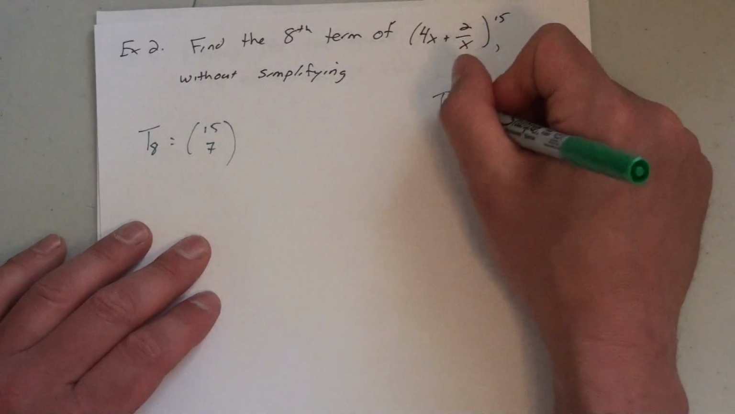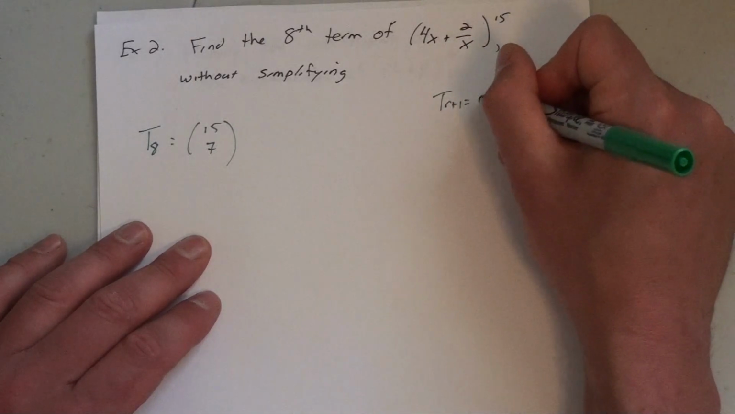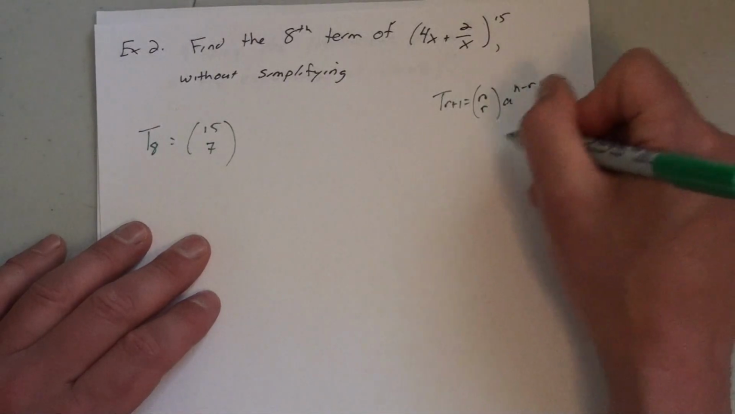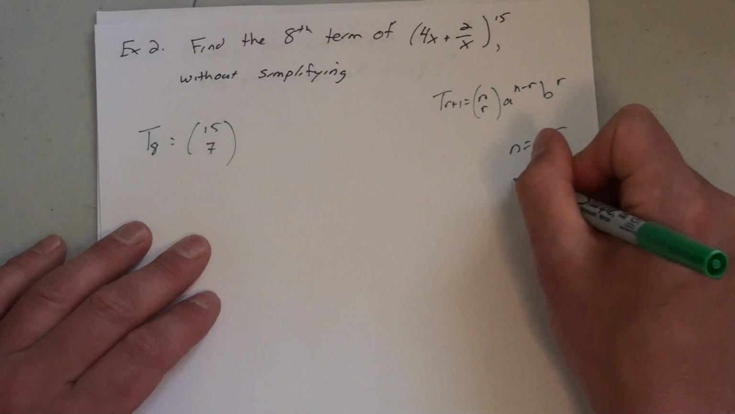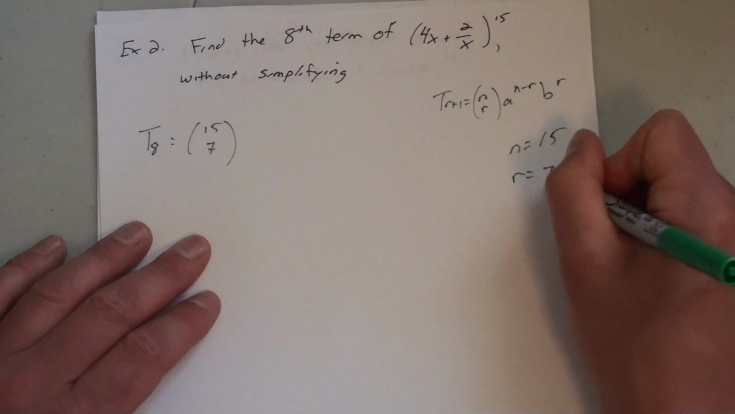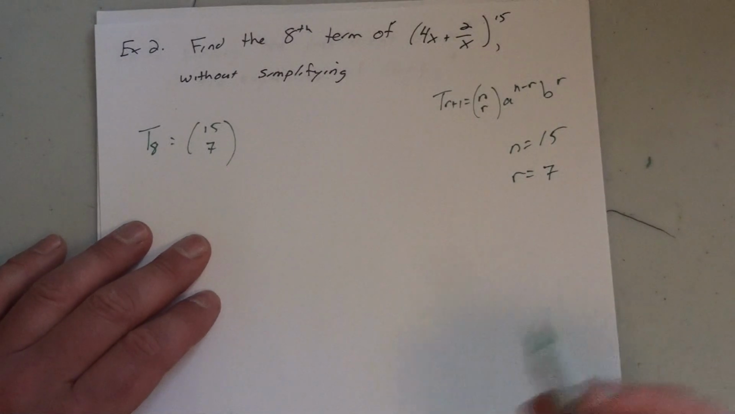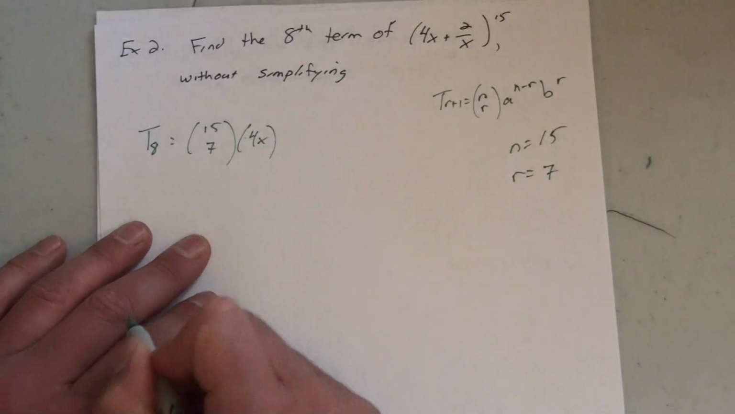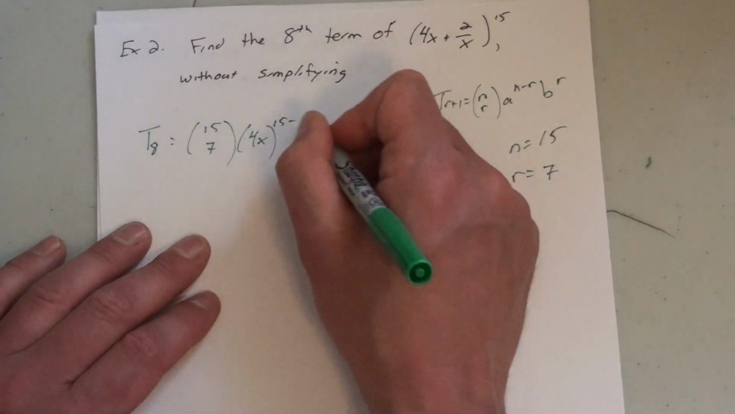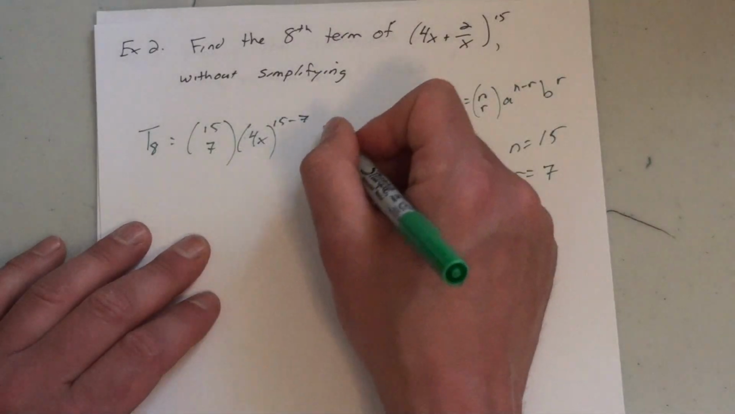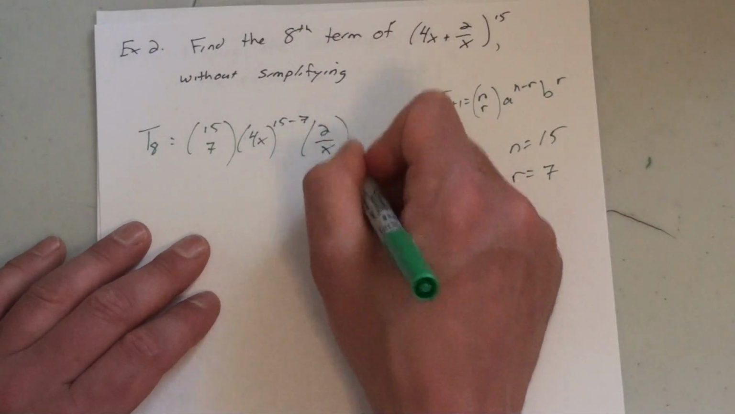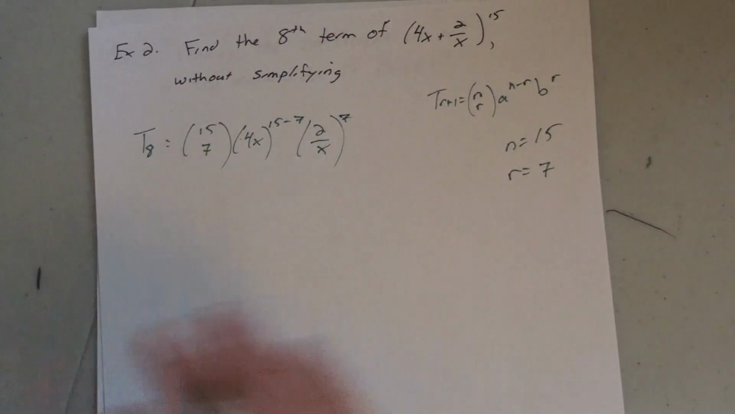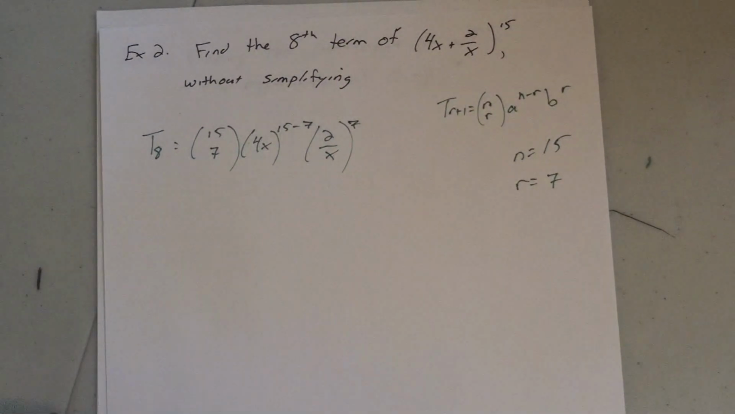Okay, remember the formula, T r plus 1 equals n choose r, a to the n minus r, b to the r. My n equals 15, and my r equals 7 in this case, because it's the 8th term. So I'm going to have 4 to the x to the 15 minus 7, and I'm going to have my 2 over x, and it's going to go to the exponent of 7. Okay, so I didn't need to simplify, so I can just leave it like that.